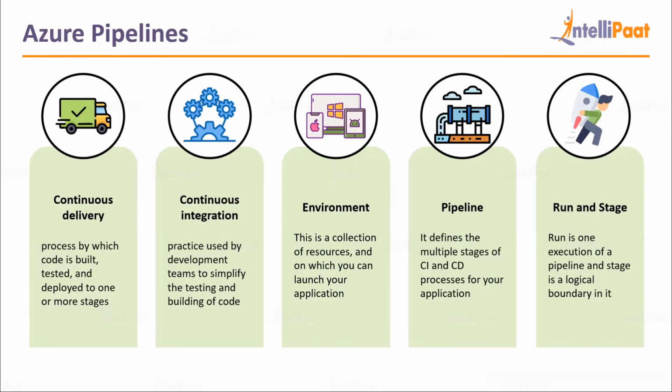Finally, run and stage. So basically, run is one execution of a pipeline and stage is a logical boundary in it. So run in the sense whenever the pipeline is run one complete time, from pushing the code, then building it, testing it, and deploying it, that is one single run. And then a stage is basically a logical boundary in it. Test is a stage, building is a stage, then deployment is a stage. So everything is a stage in that, and it is one logical boundary. If any one of those logical boundaries fails, the entire pipeline will stop and the old code will be available.